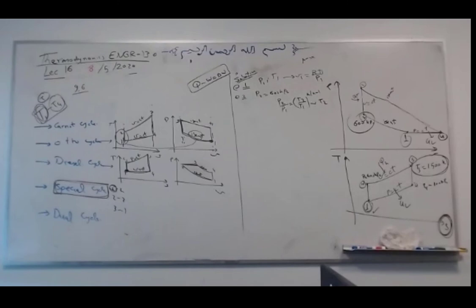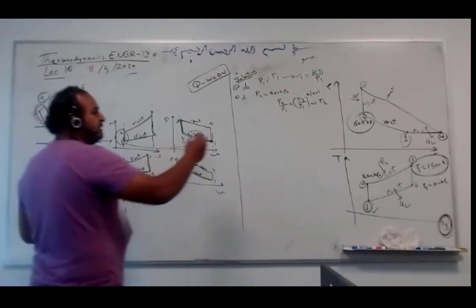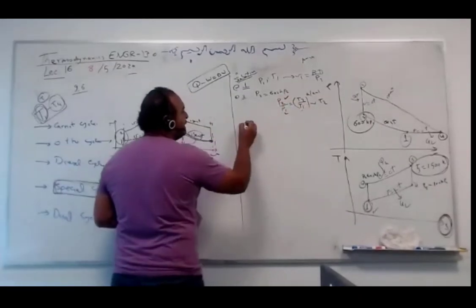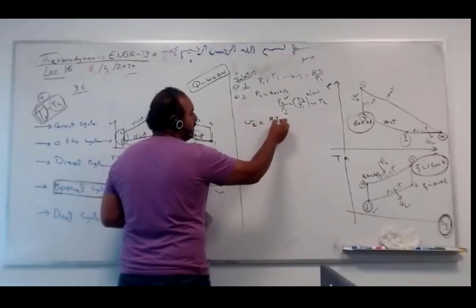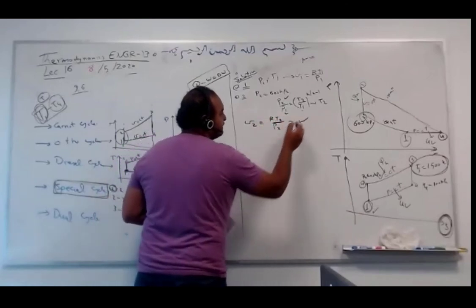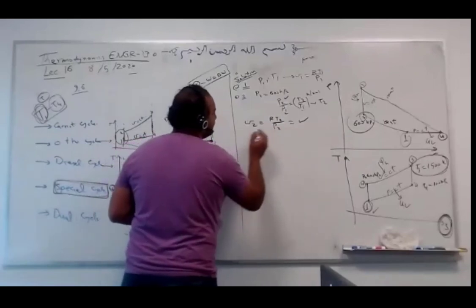So I can get T2 because I have P2 and everything about 1. So I have P2 given. So I can get V3, V2. V2 is RT over P2. I can get V2. So state 2 is completed.